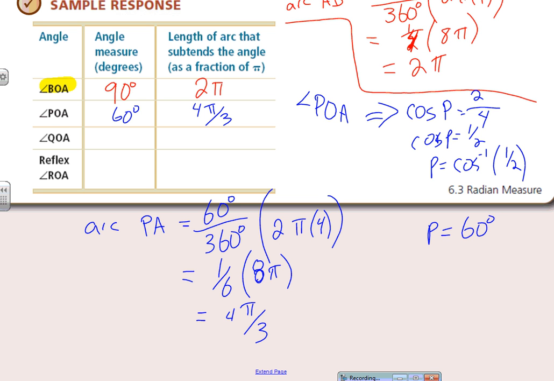And I could continue with this for the other two, but the idea is really going to be the same. We find the angle, and then we do a proportion. But we're not going to be talking about many circles with a radius of 4 in this course. We focus on the unit circle with a radius of 1. And that's where we move to now.